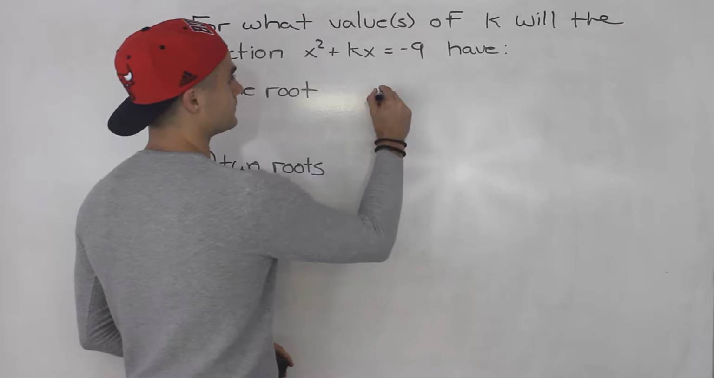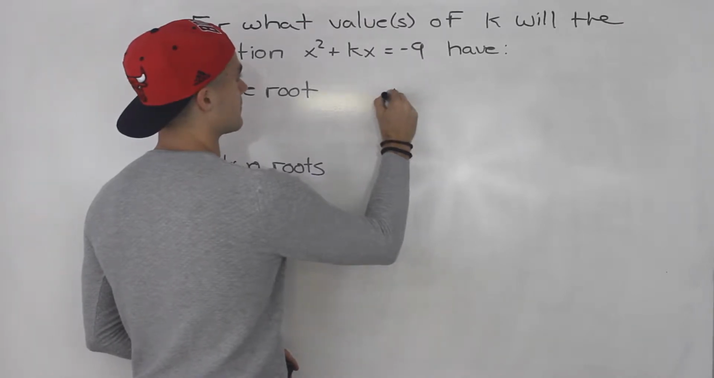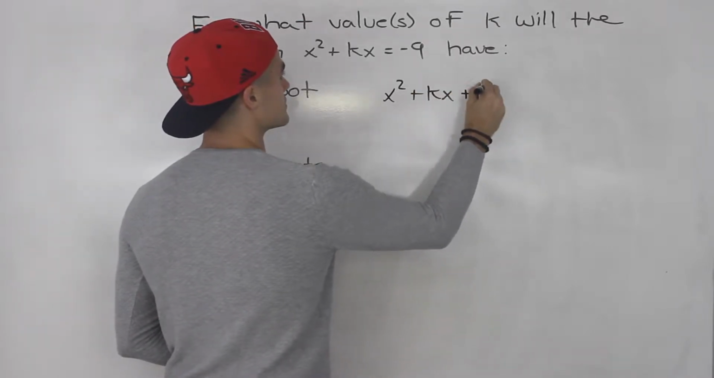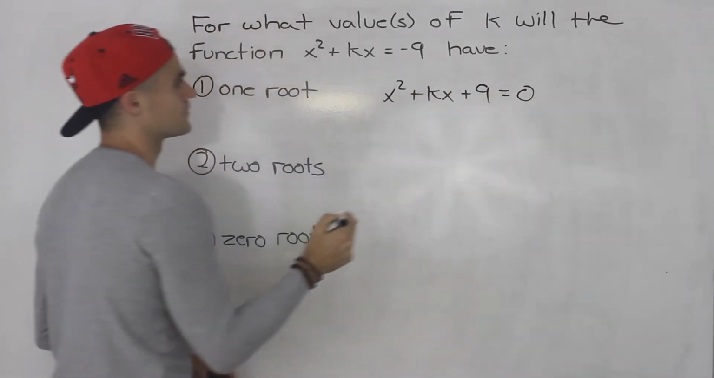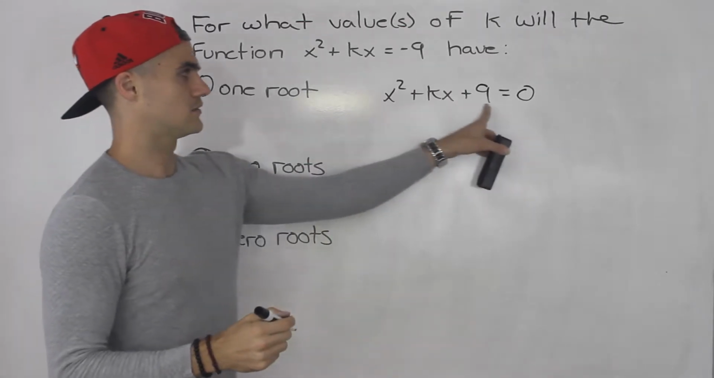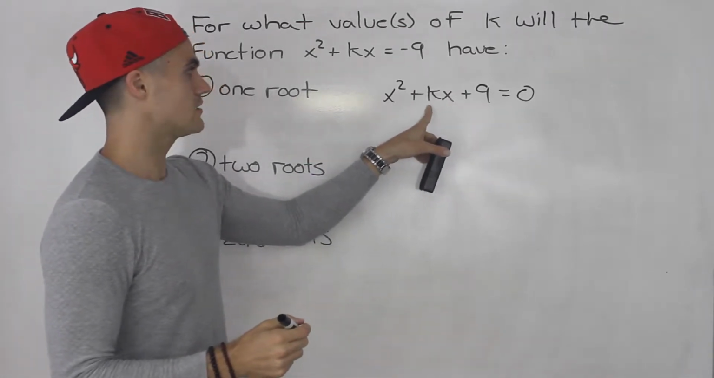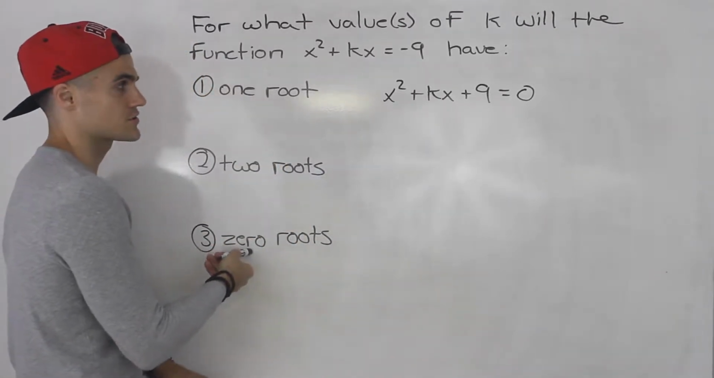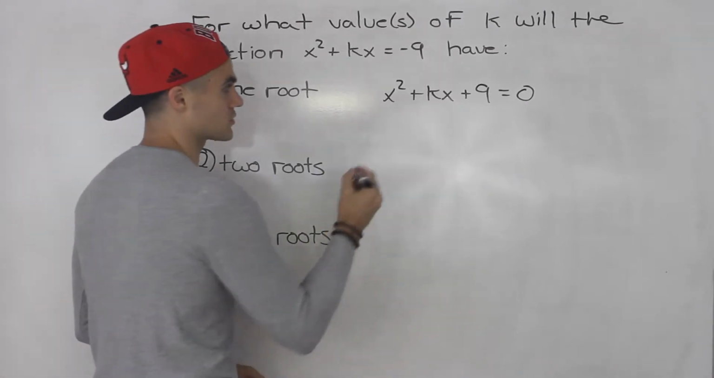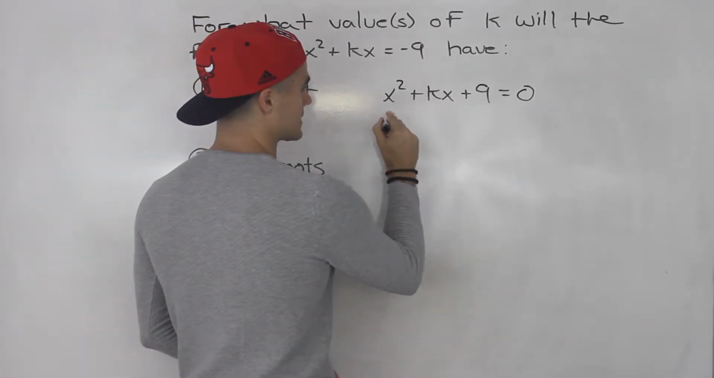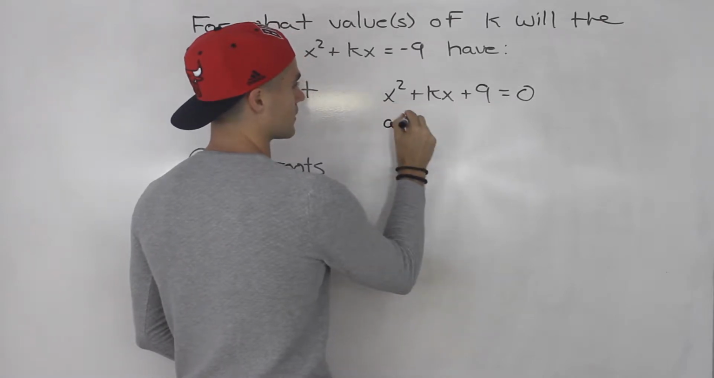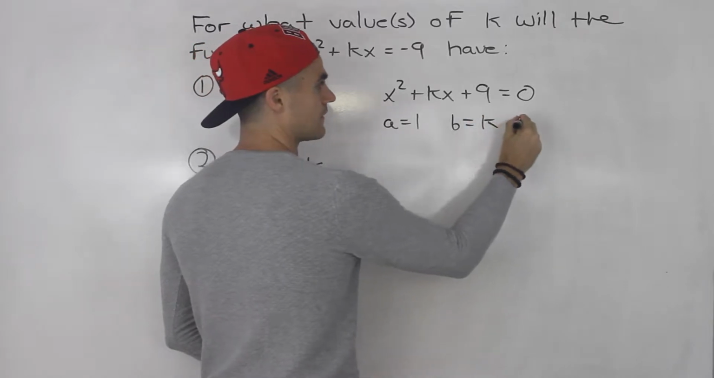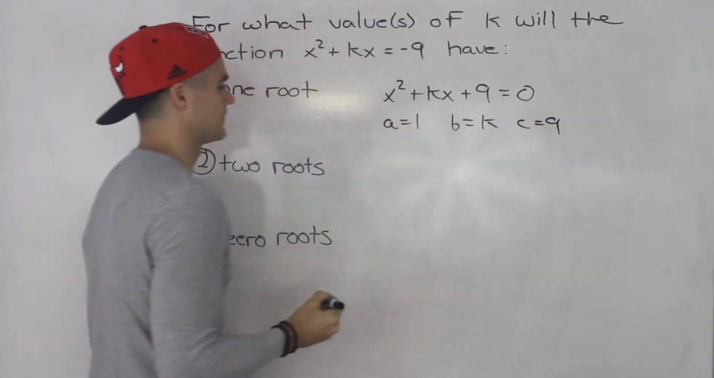First thing you want to do is bring the -9 over. So you got x squared plus kx plus 9 is equal to 0. So from here, they're saying what values of k will this quadratic equation have 1 solution, 2 solutions, 0 solutions. So again, we just throw it into the discriminant. So in this case, the a value is what? 1. The b value is what's in front of the x, the k, and then the c value is 9.